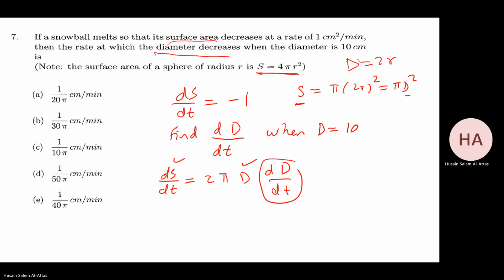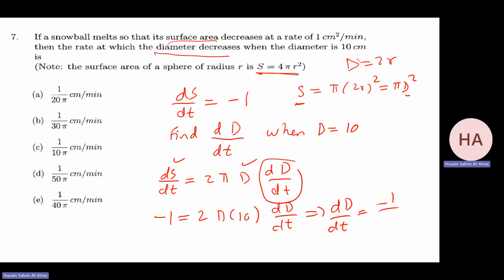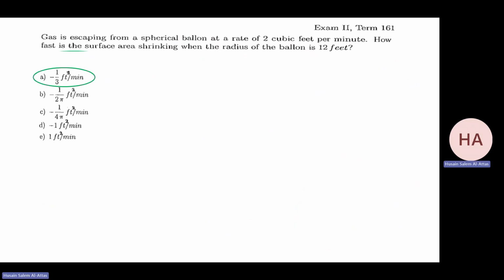Now I need to do the calculation. This is -1 equals 2 pi times 10 times dD by dt. So dD by dt will be minus 1 over 20 pi. So when you say decreases, we write the positive values. This is 1 over 20 pi. So it decreases with the rate 1 over 20 pi. If we said the rate, I need the minus sign. But since it decreases with this rate, a decrease gives you the minus sign.